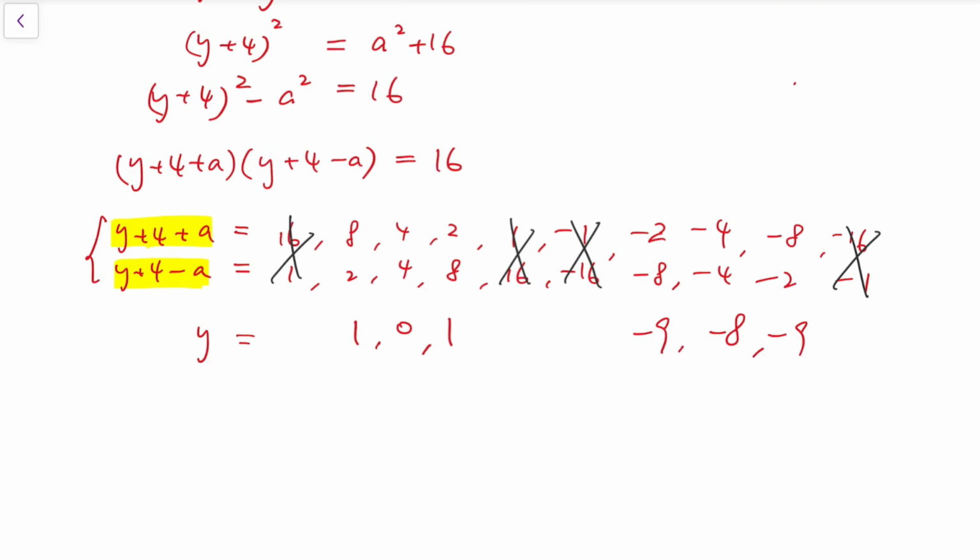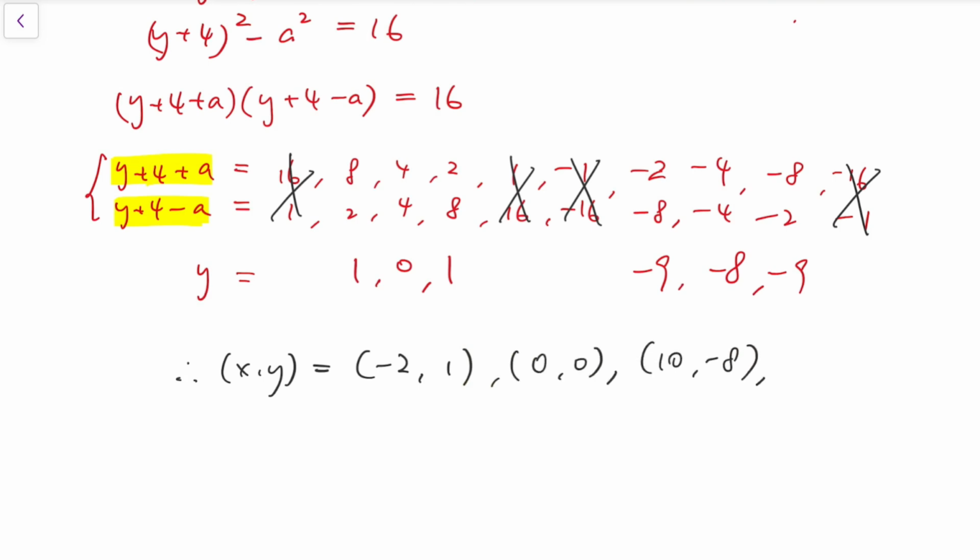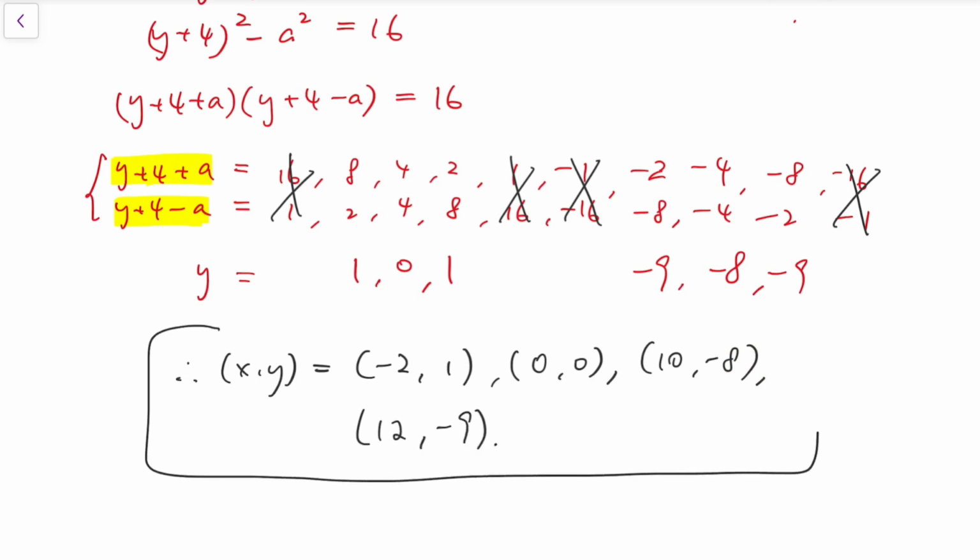So again, we can put these numbers back into our original equation and solve for x. So altogether, we have these 4 solutions. All 4 of them are valid, which are x and y equal to -2 and 1, 0 and 0, 10 and -8, and 12 and -9. So this is the final answer.